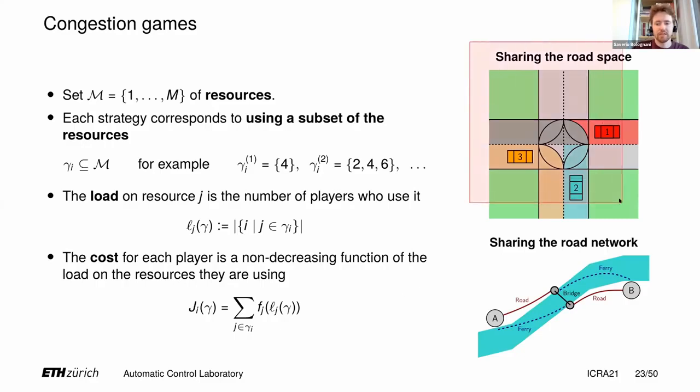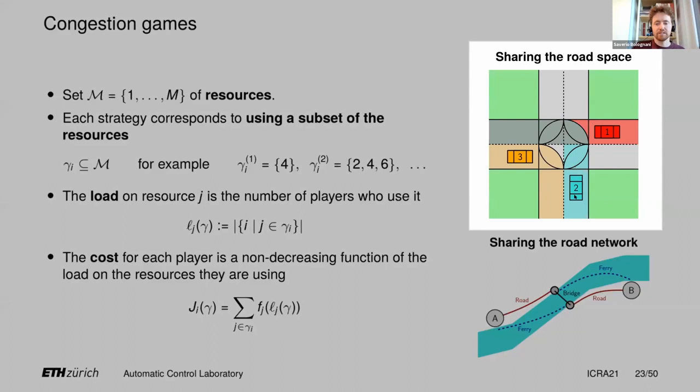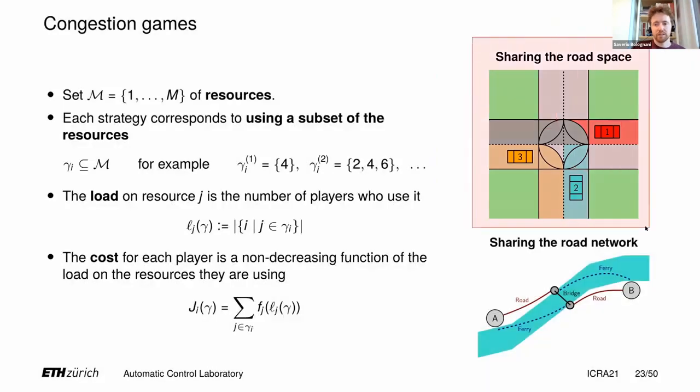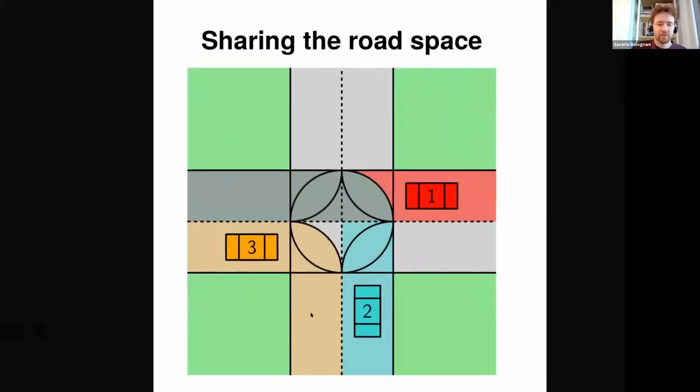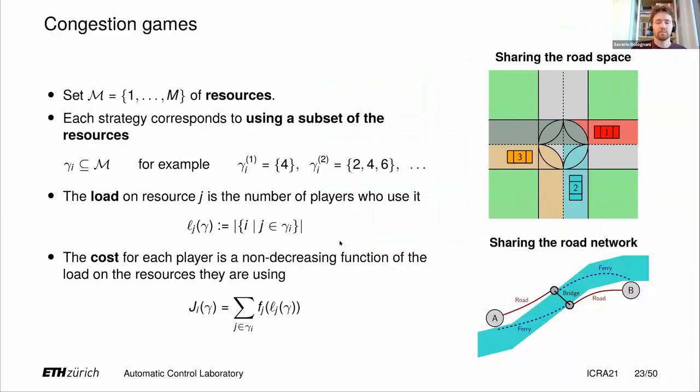One example is this one. Here the resources are, for example, parts of the intersection. Players need to decide: the yellow player is going to use these 4 portions of the road, and the blue player is going to use this one and the one turning to the left. And player 1 would also use this one. So that's a congestion game.